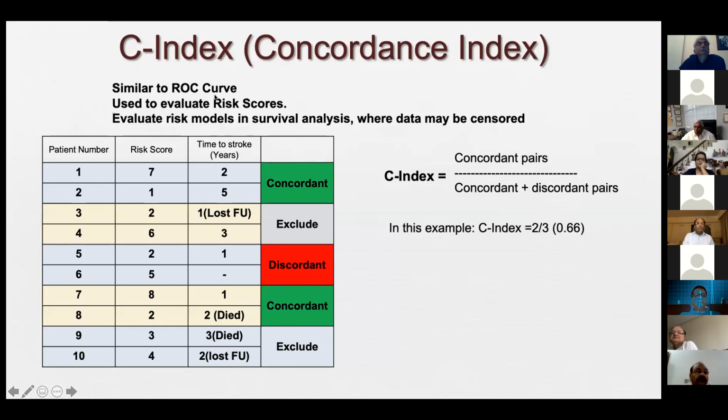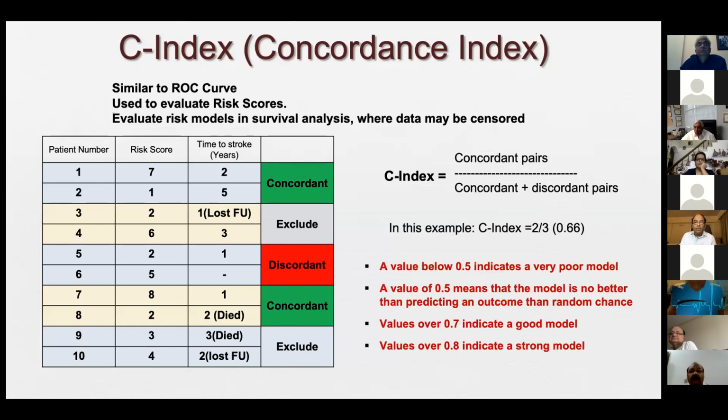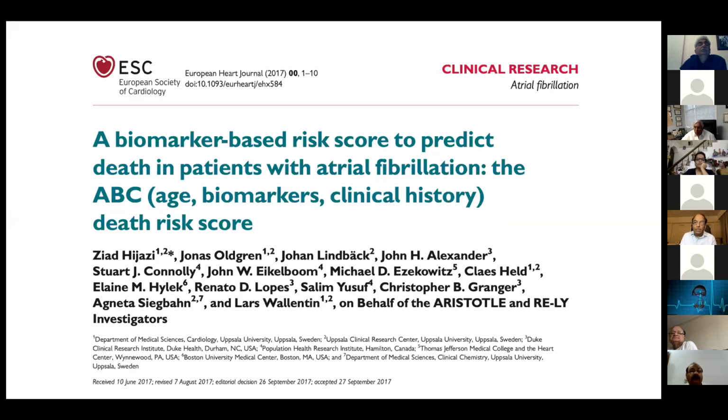This is very similar to the ROC curve. 0.5 or less is bad. Anything above 0.5 can be predictive. 0.6 is considered better, 0.7 is good, and 0.8 and above is outstanding. So that's a strong model.